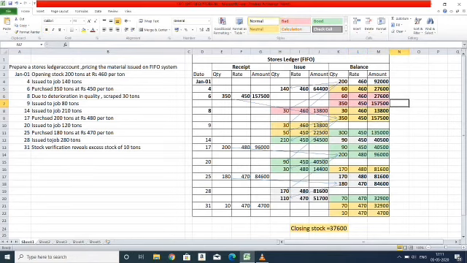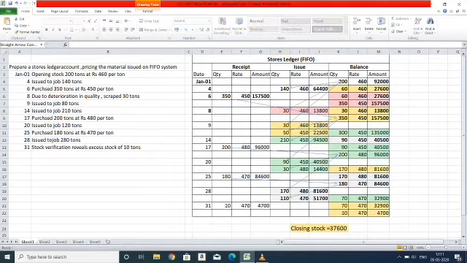1,57,500. Then on January 8, due to deterioration in quality, scrapped 30 tons. January 8, scrapped the 30 tons. We consider that scrap as an issue of material because it is a decrease from our total quantity. 30 tons deterioration. Here we are following the FIFO method. So we have to issue this 30 tons from our first lot.